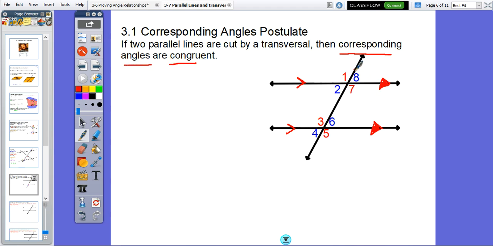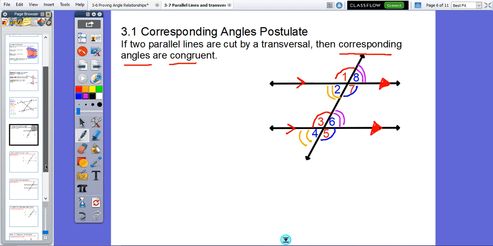That's important. So now angle 1 and angle 3 are congruent to each other. Angle 7 and angle 5 are congruent to each other. 4 over here and 2 over here are congruent to each other. And of course, 8 and 6 are congruent to each other. Hey, 5 and 3 are still congruent because they're vertical angles. 1 and 7 are still congruent. But now, as well as that, corresponding angles are congruent to each other as well.